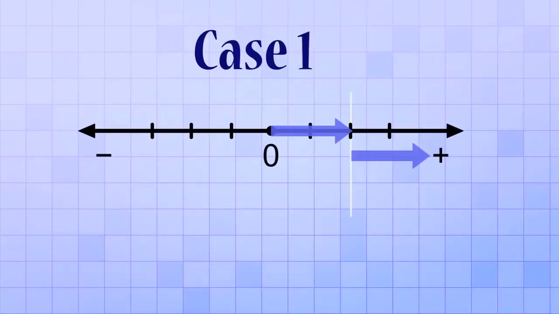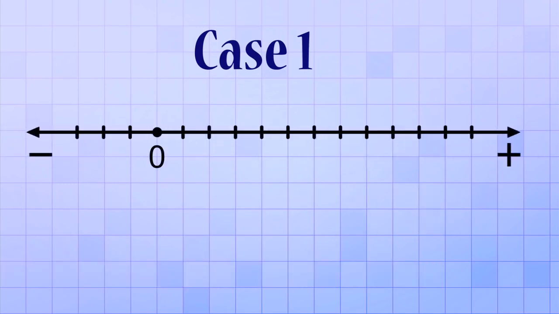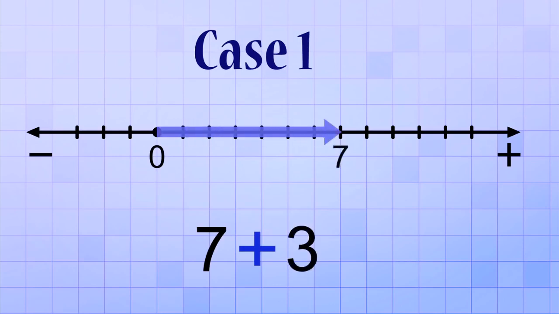In case 1, you start with a positive number and you make it more positive. The good news is that you already know how to do that. That's just what regular addition is. For example, when you have the problem 7 plus 3, you're starting with positive 7, and you're making it more positive by adding positive 3 to it to get the answer of positive 10.